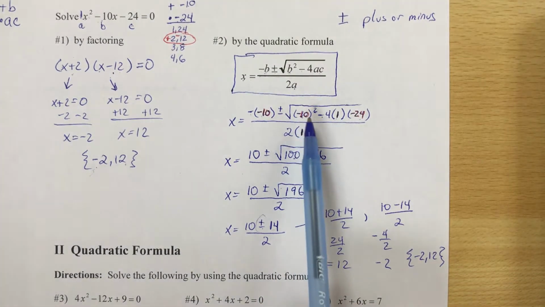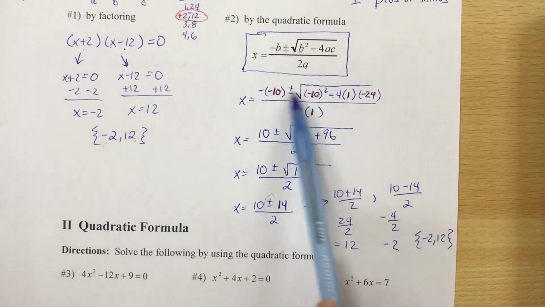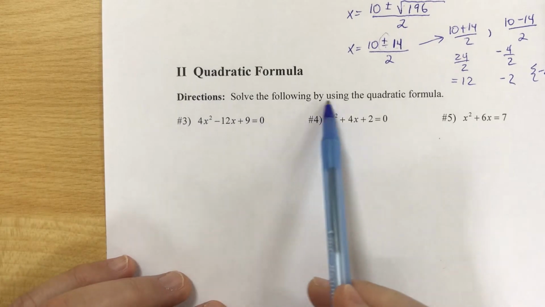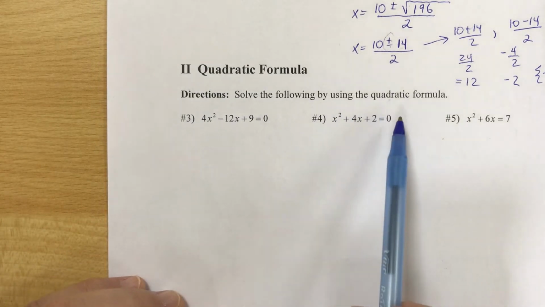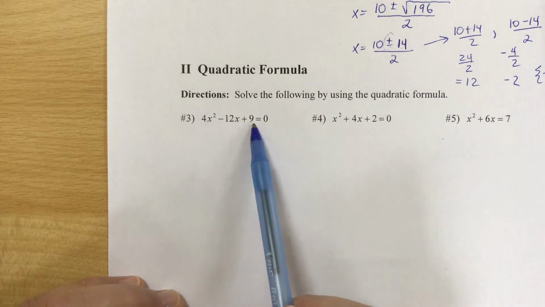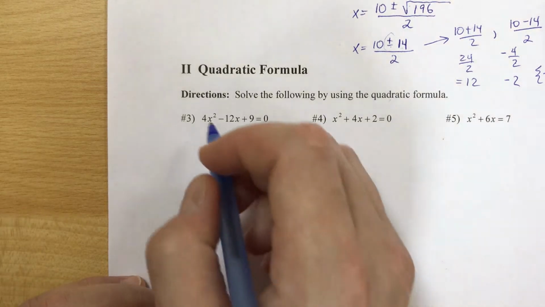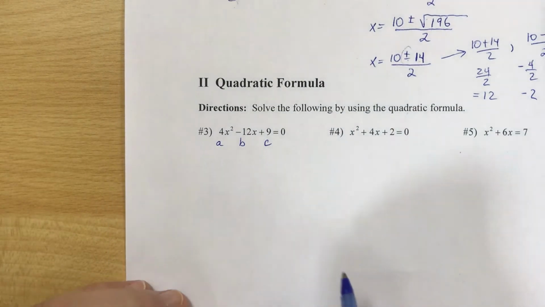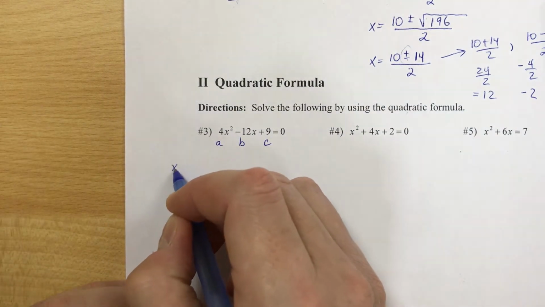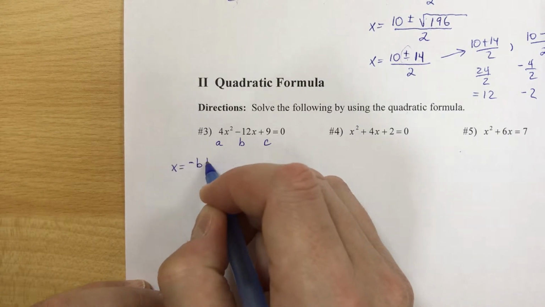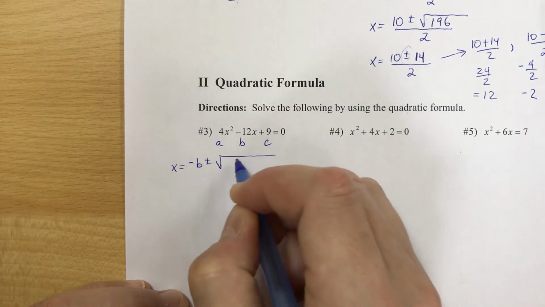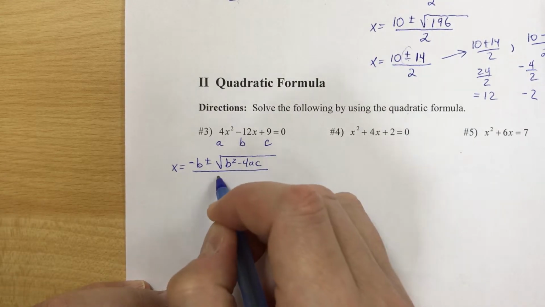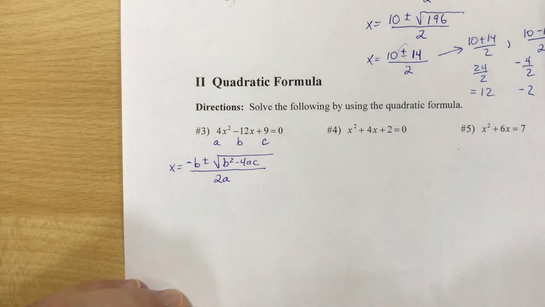So let's practice this though. You'll find this is actually pretty easy once you practice this a few times. Go through the process. So solve the following by using the quadratic formula. Let's do 4x squared minus 12x plus 9 is equal to 0. So we're going to label a, b, c. And for this one, I'm going to write down the equation again. x equals the opposite of b plus or minus the square root of b squared minus 4ac, all divided by 2 times a.